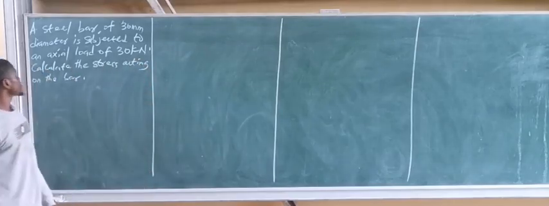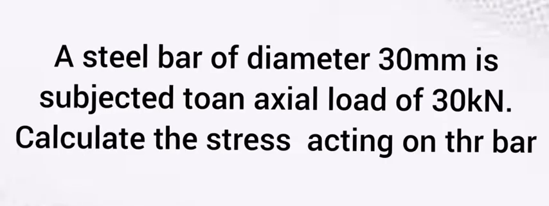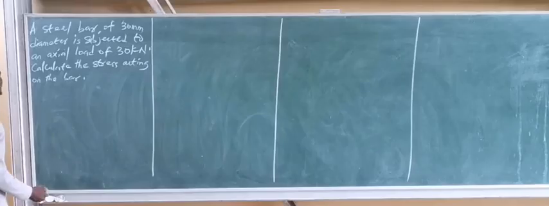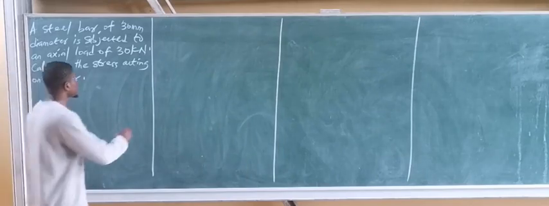Now the problem on the board is a silver of 30 millimeter diameter is subjected to an axial load of 30 kilonewtons. Question says, calculate the stress acting on the bar. Okay? First of all, we'll bring up our terms, parameters.